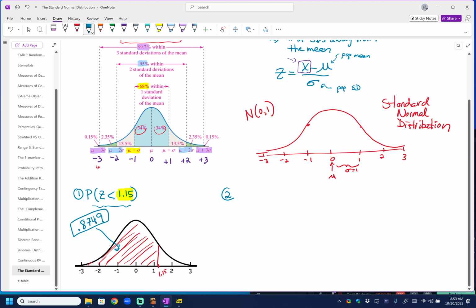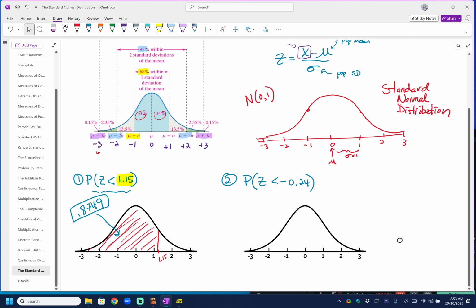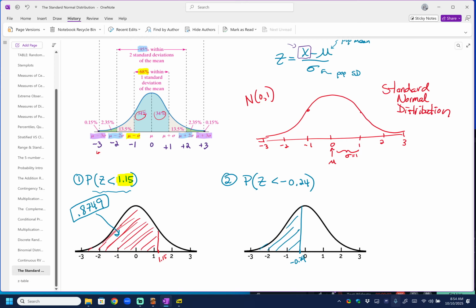So again, let's try to find the probability that a z value falls below negative 0.24. Again, remember, the most ideal thing to do would be to get our curve drawn. We're going to find negative 0.24 wherever it falls. That's probably going to be about right here, right? We're going to draw a line above it, and we're going to shade in all the region below. We are therefore looking for the area that is shaded.